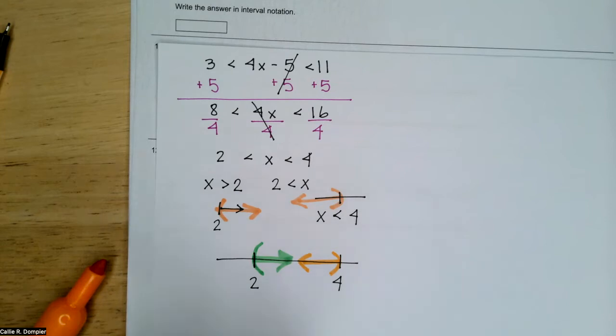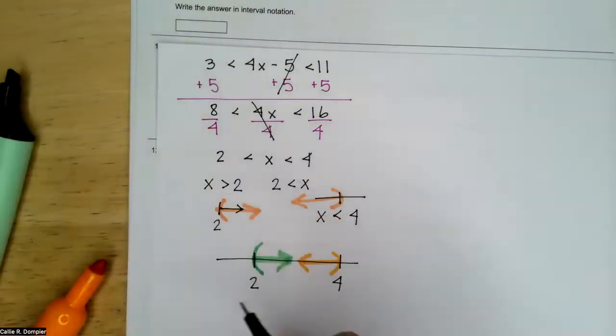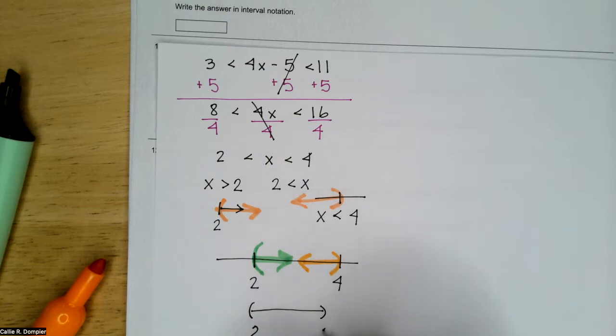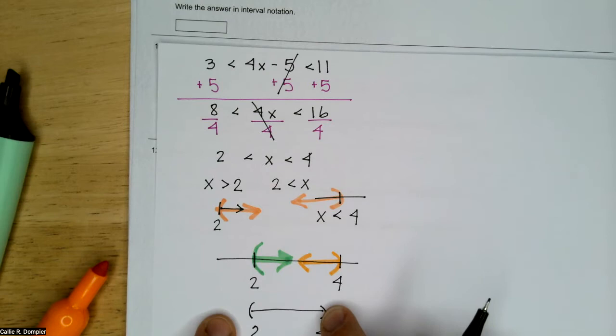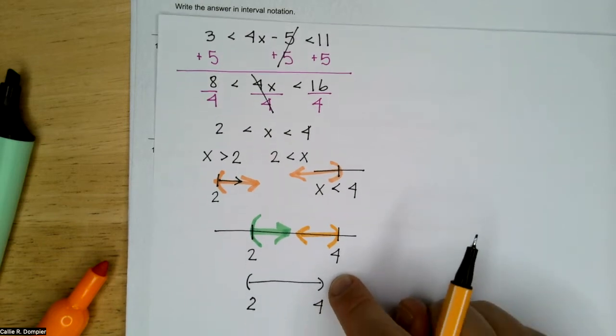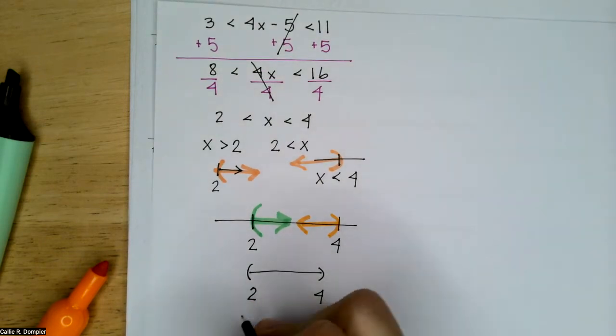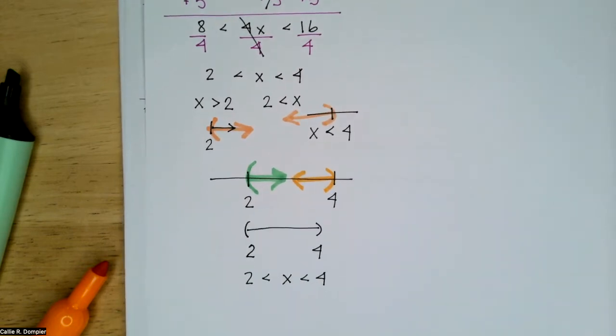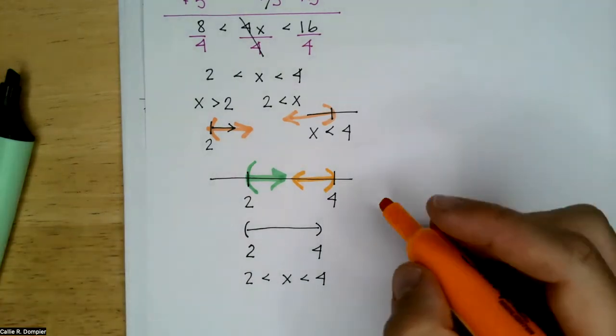Greater than 2, less than 4. So if I was to write this all as one, it would be beginning at 2, ending at 4, everything in between. Okay? This is 2 is less than x is less than 4. All right. Another example.